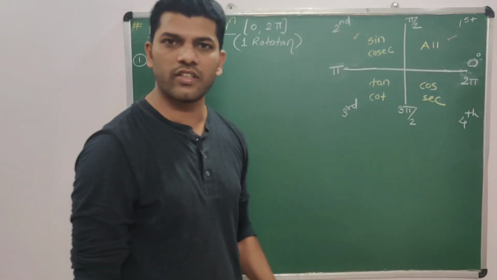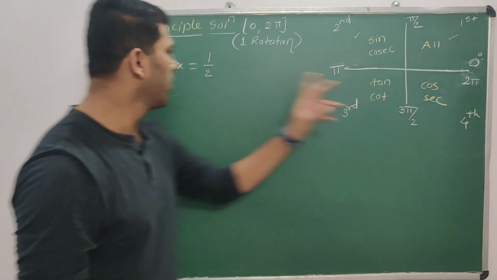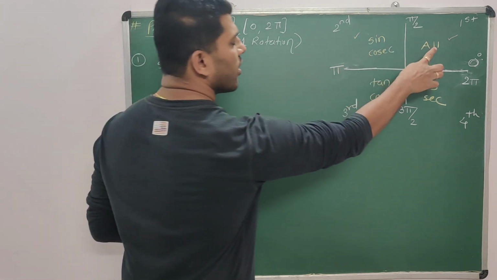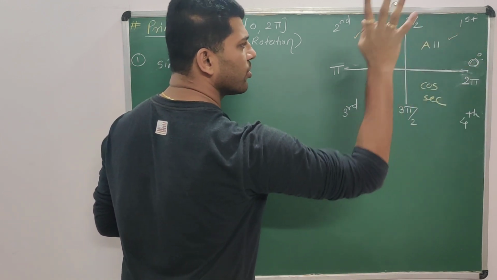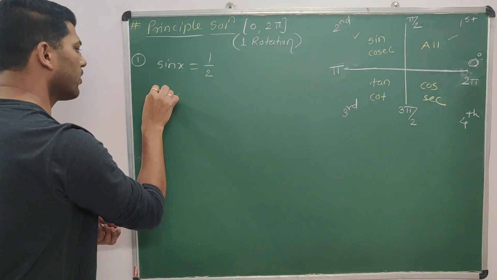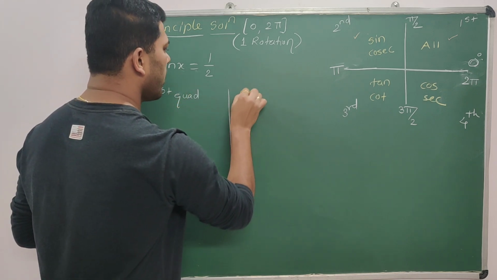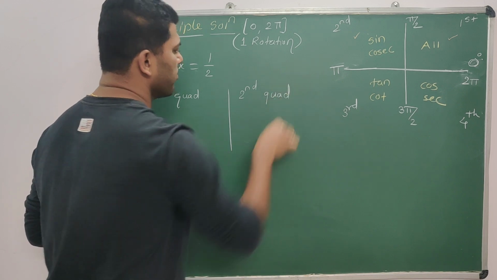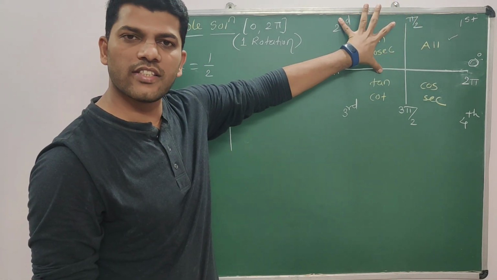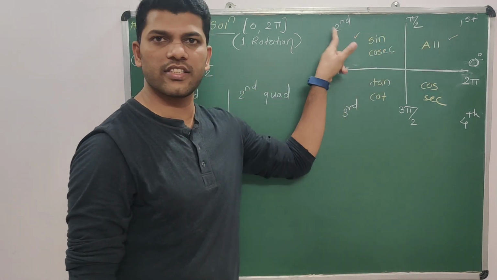Why not the third and fourth quadrants? In the third quadrant, sin is negative. In the fourth quadrant, sin is negative. And here, my friends, sin is positive. So if sin is positive, then 100% the principal solutions lie in the first quadrant and second quadrant. So it's very clear, one of our answers lies in the first quadrant and the second solution lies in the second quadrant. Are you understanding this simple thing? The reason is sin is positive in the first and second quadrants.